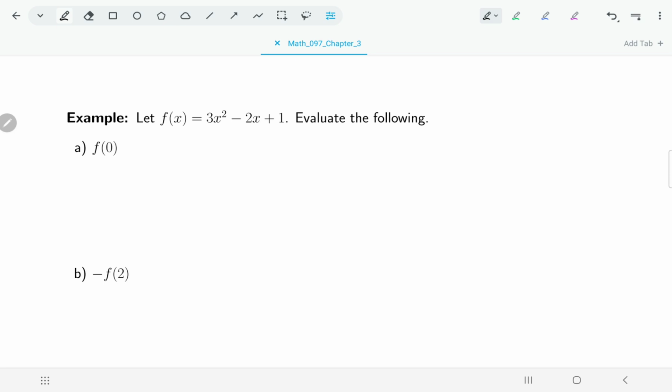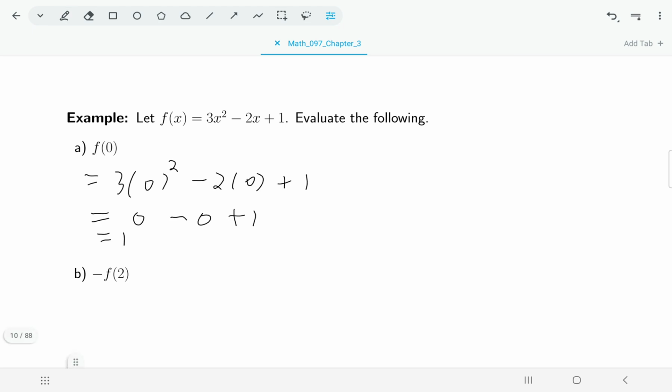We want to find out what's f of 0. And to do that, we're going to replace all of the x's in brackets with 0. So I would have 3 times 0 squared, which is 0, minus 2 times 0, which is 0, plus 1, or 1. And again, I had a numerical input, I'm expecting a numerical output, and that's exactly what I find.